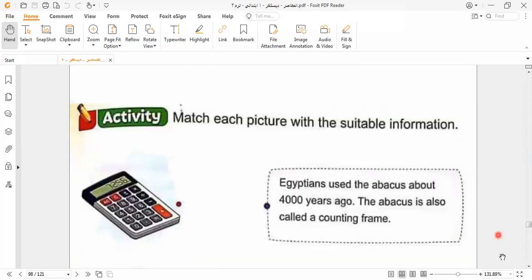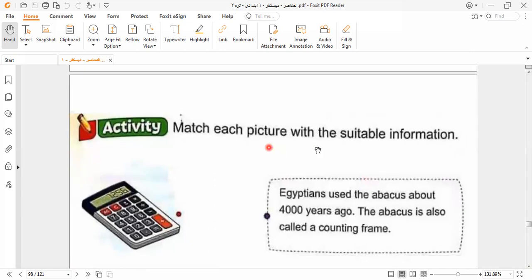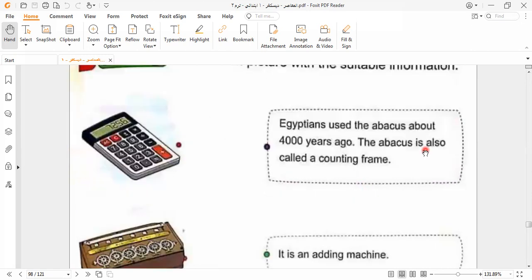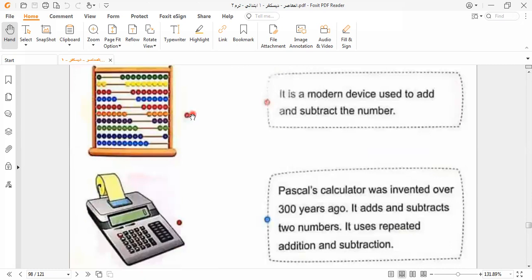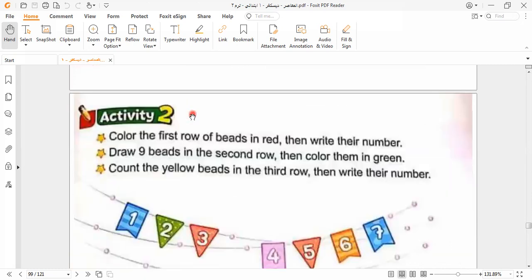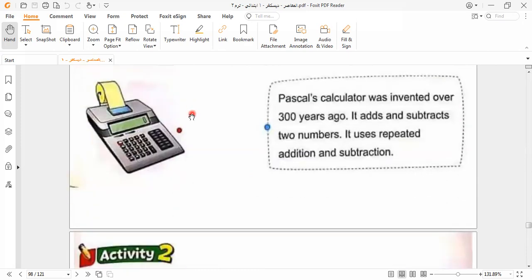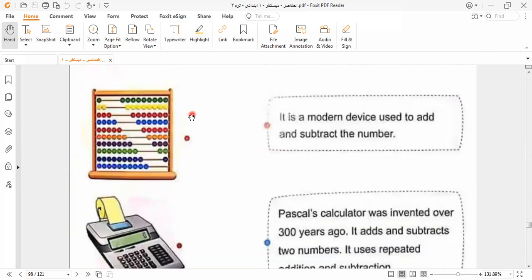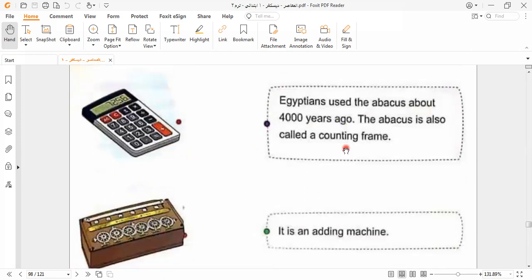Let's go to another exercise. Here we have: match each picture with the suitable information. There is information and here is the picture. We match the suitable information with a suitable picture. Let's go to those two Egyptian news about 4,000 years ago.